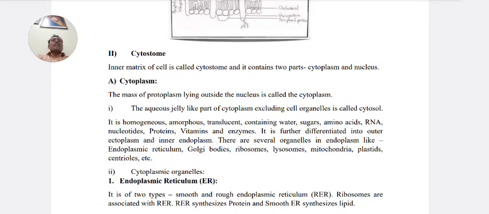Cytoplasm is the aqueous, jelly-like part of the cell containing the cell organelles, and it is called the cytosol. It is homogeneous, amorphous, translucent, containing water, sugar, amino acids, RNA, nucleotides, proteins, vitamins and enzymes. It is further differentiated into ectoplasm and inner endoplasm. Several organelles like endoplasmic reticulum, Golgi bodies, ribosomes, lysosomes, mitochondria, plastids and centrioles are present in the cytoplasm.